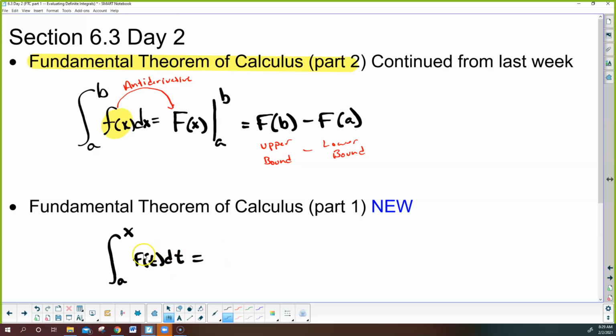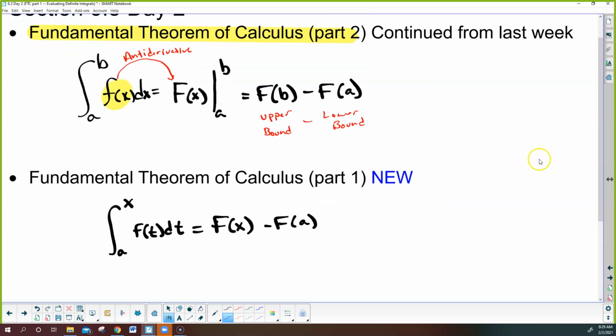So what would I do? I would take the antiderivative, and I'm not going to write this part, but I would do the capital F at x, and then subtract the capital F at a. So that's the same thing, right? So what's the new part? What is the part 1? Well, the part 1 is kind of simple.